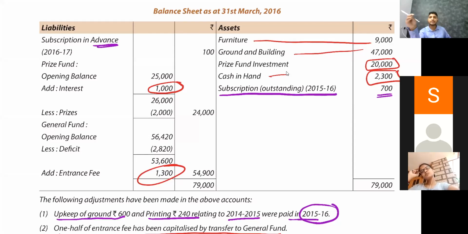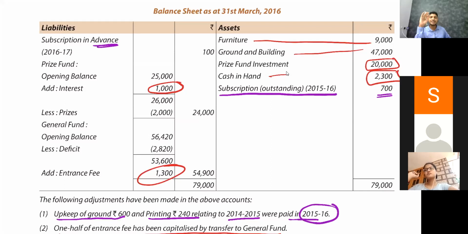I have to wait for the students scoring more than 80 or 90, then I need to give it to them. So though I received it, it is a liability for me because I need to give it back. I can't use it for myself. That is where it will not go to my income and expenditure account, but will directly go to my balance sheet.